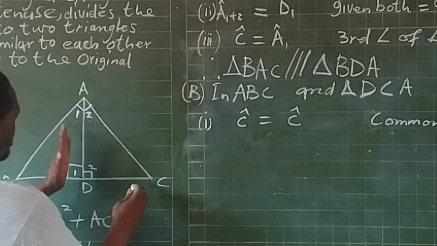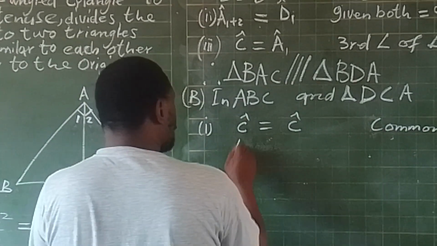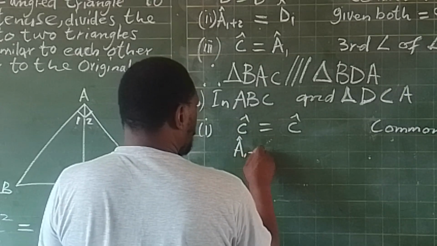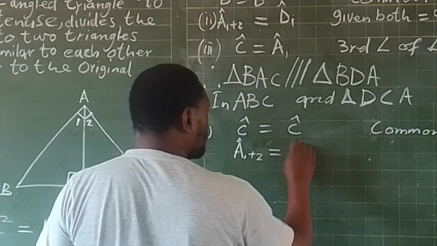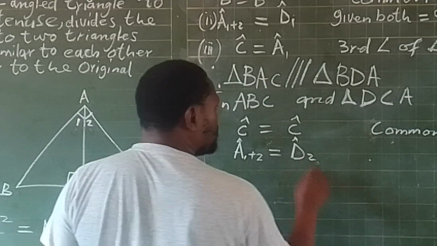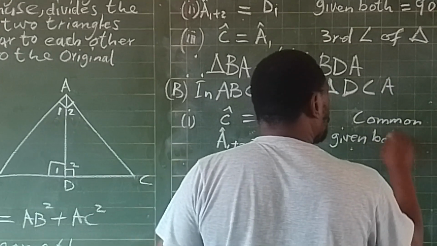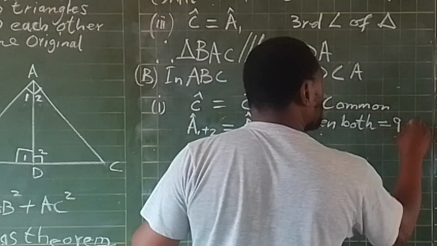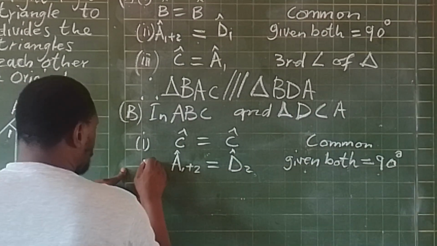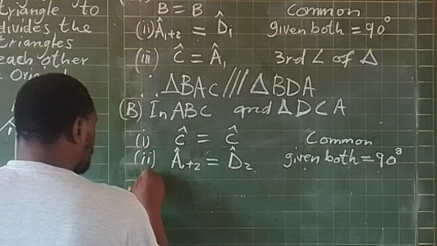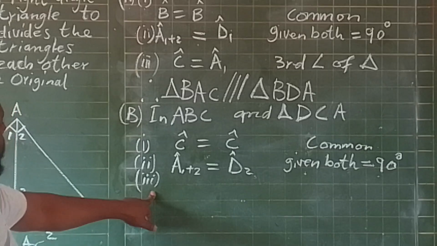Then we come to this triangle, the big one. We have A1 and A2 is equal to D2, which is given, both are equal to 90 degrees. The third one is automatic. You see how simple this is, grade 12? The third one is automatic.